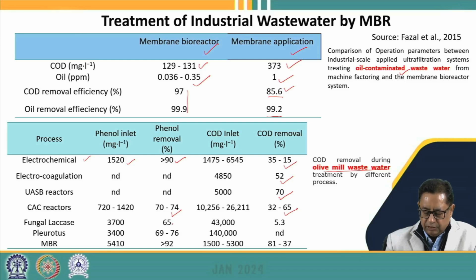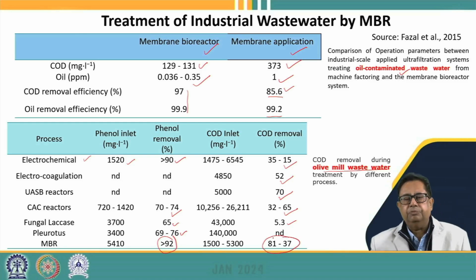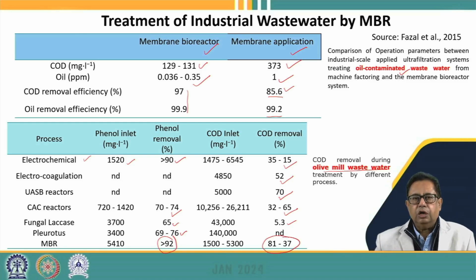Similarly, if we apply the fungal laccase, in that case also it is very low. And if pleurotus is applied for the treatment of olive mill wastewater, only nearly 69 to 76% of phenol can be removed, whereas in case of the membrane bioreactor we can achieve an efficiency of greater than 92%, and simultaneously the COD removal can reach up to 37 to 81%. So this is how we can see that the COD removal efficiency not only enhances, but a particular pollutant, for example in this case the phenol, can be removed perfectly by using the membrane bioreactor.